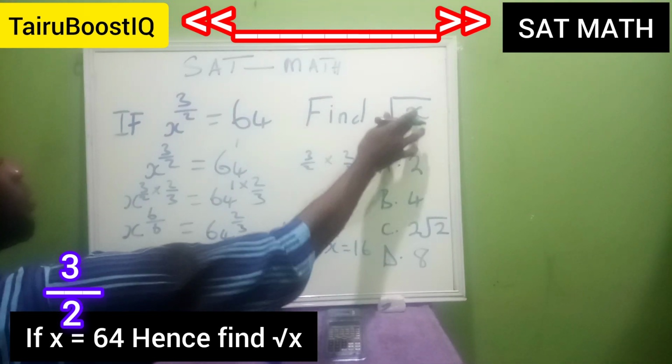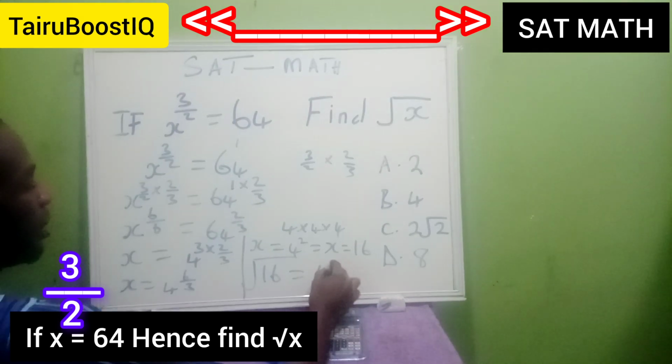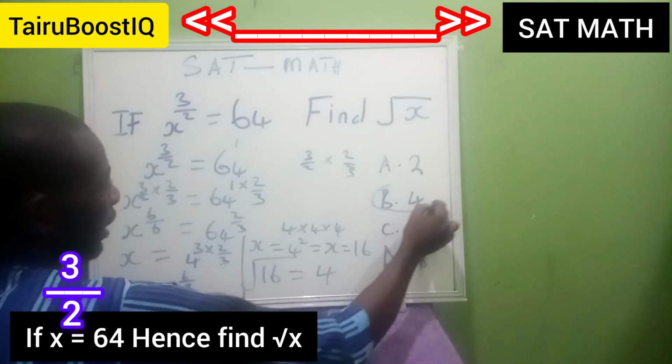But they say we should find the square root of x. So we are going to find the square root of 16, and the square root of 16 is 4. I hope you understand. So this is the answer. The answer is B.